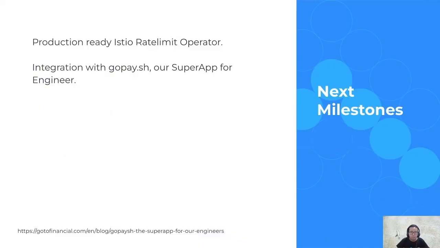So the last milestone for the rate limit service is that we want to make it production ready. We need to implement several things like improving the unit tests in the Istio rate limit operator, and because currently we are still installing the Istio rate limit operator in our staging, we also want to make it production, probably in the next month. We also want to integrate the Istio rate limit operator with GoPay page or super app for agent.